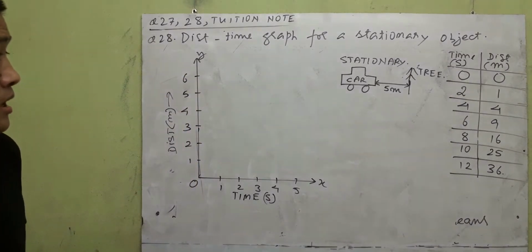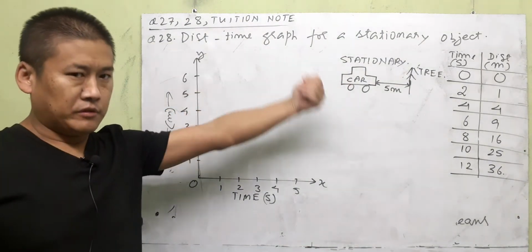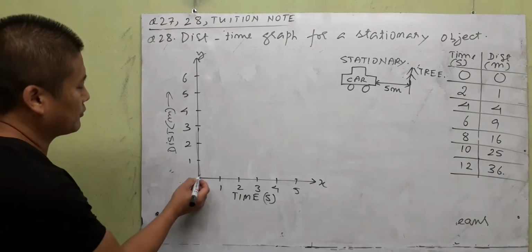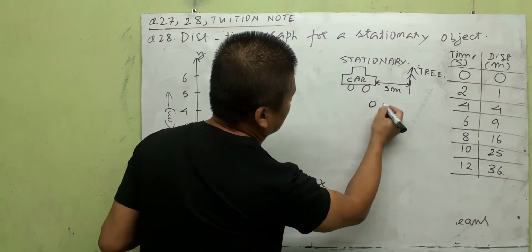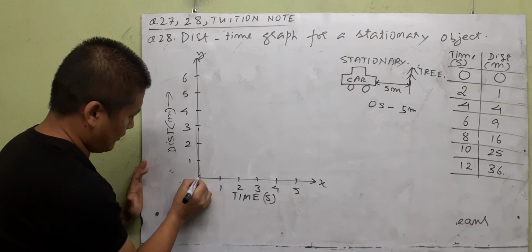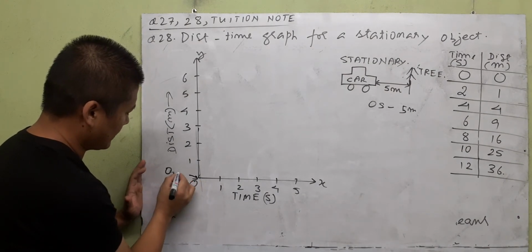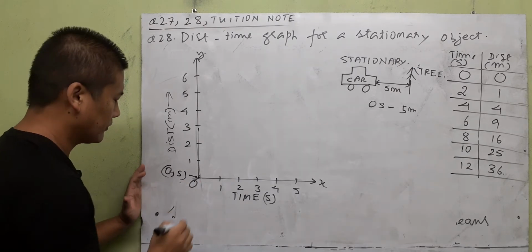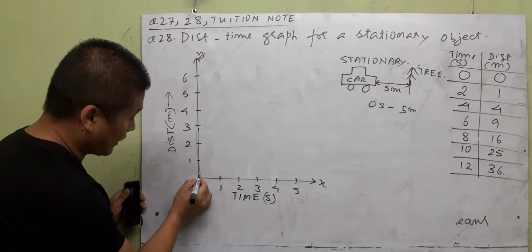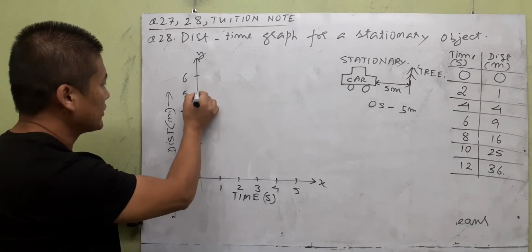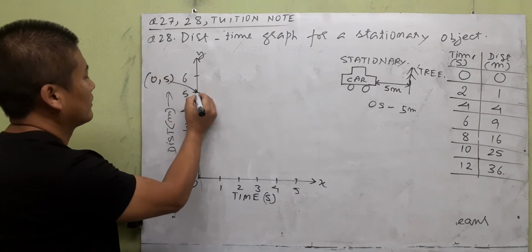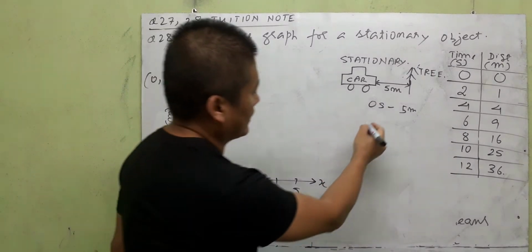Now at 0 seconds, when you first saw the car, we'll count it as 0 seconds. The car is at what distance from the tree? Yes, 5 meters. So the first point will be at 0 seconds, at a distance of 5 meters. So at 0 seconds, the distance of the car from the tree is 5 meters, means here 0 and 5. So this is the (0, 5) first point.